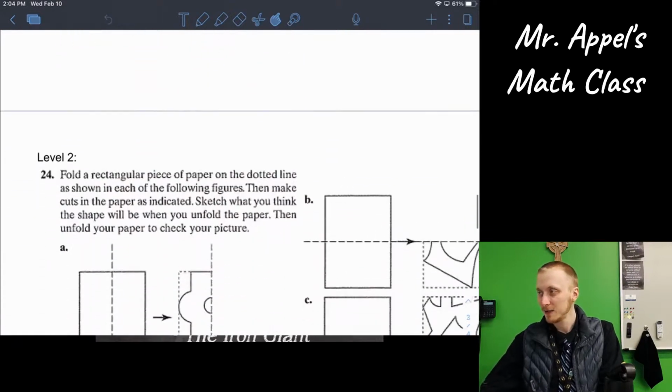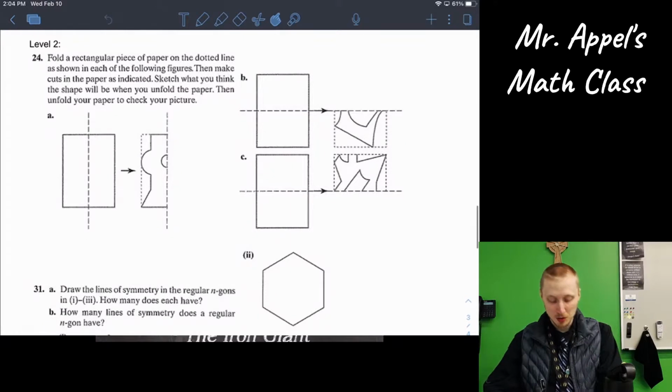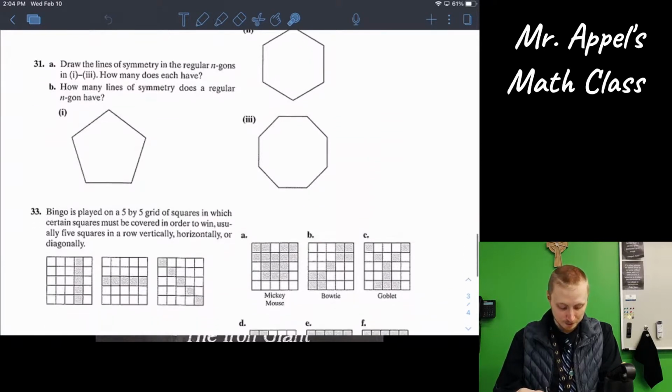Anyways, that's level 1. Level 2 is just more of the same. So we've got more paper folding symmetry. We've got some more standard shapes symmetry.